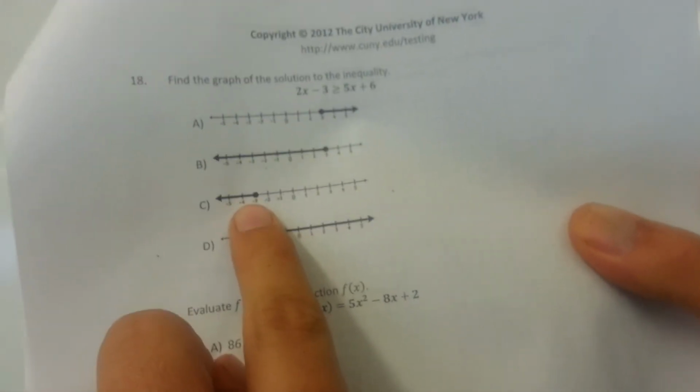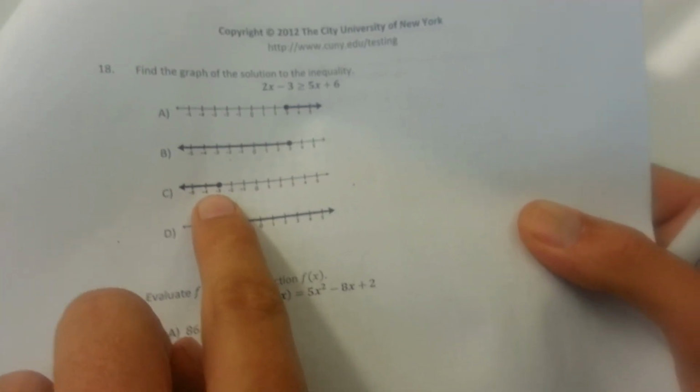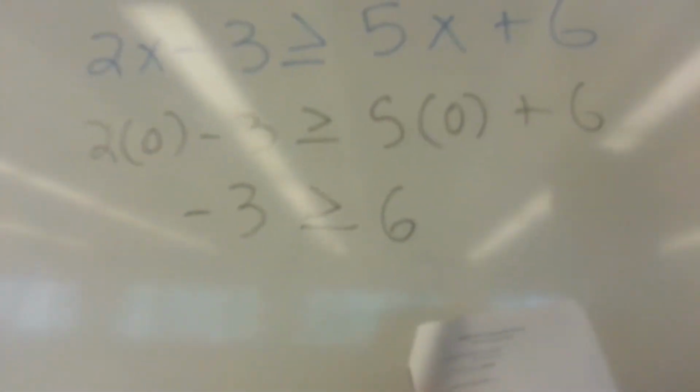If I had substituted negative 4 into the inequality instead of 0, then we would have noticed that it works. You'll have an inequality at the end that actually makes sense.